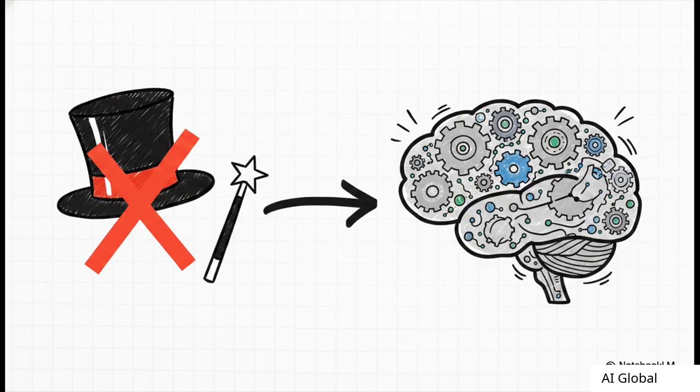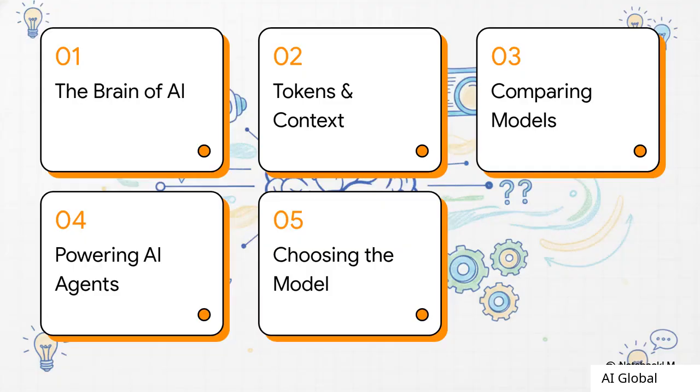Whether you're using ChatGPT, Gemini, or Claude, this specific technology is the foundational engine that actually understands your request, generates the response, and powers the entire decision-making process. Okay, let's dive into this. Here is our roadmap for the masterclass. 1. We'll define the brain of AI. 2. Tokens and context windows. 3. We're comparing the top models. 4. Powering real AI agents. And 5. How to actually choose the right model.